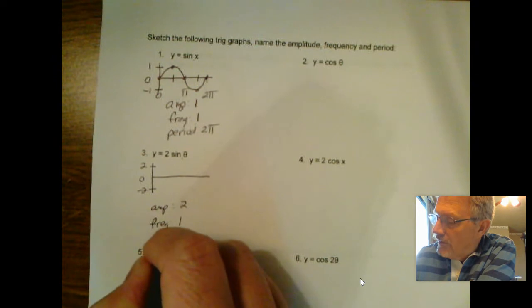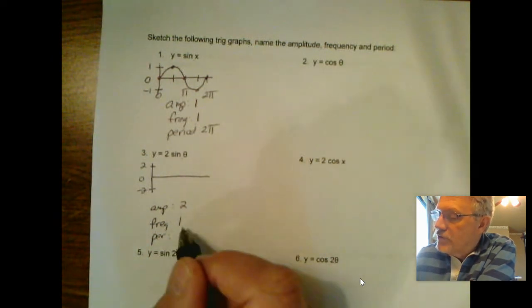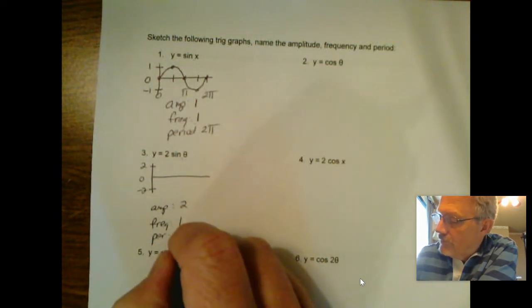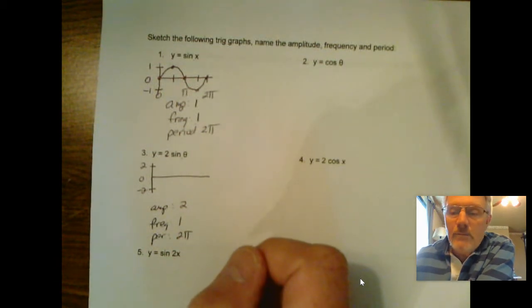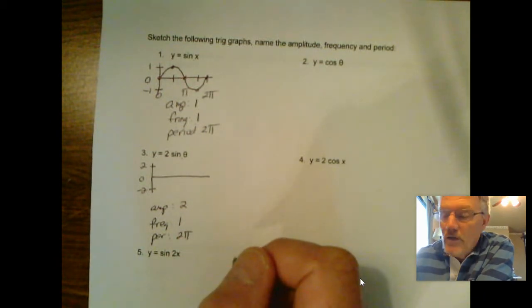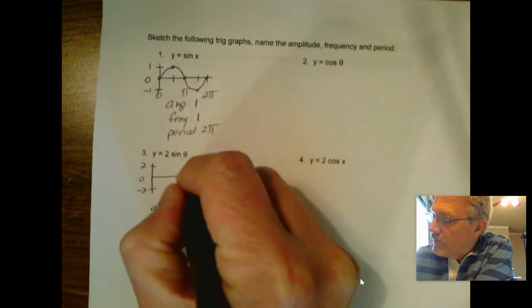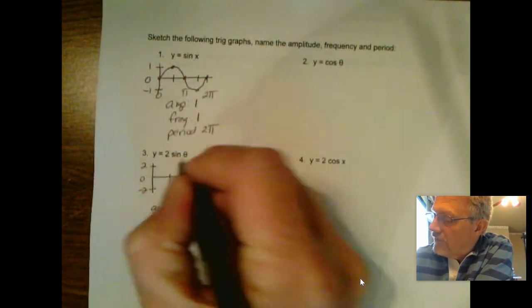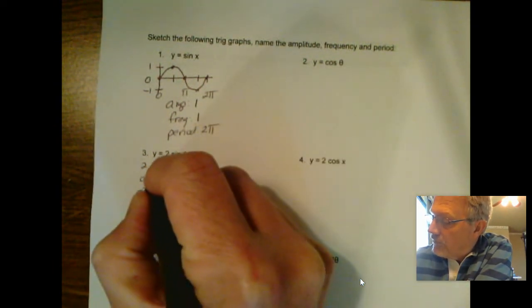All right, and the period is 2 pi divided by the frequency. Anything divided by 1 is itself. All right, so all I'm going to do here is I'm just going to draw one cycle of the sine graph and just change my labels.